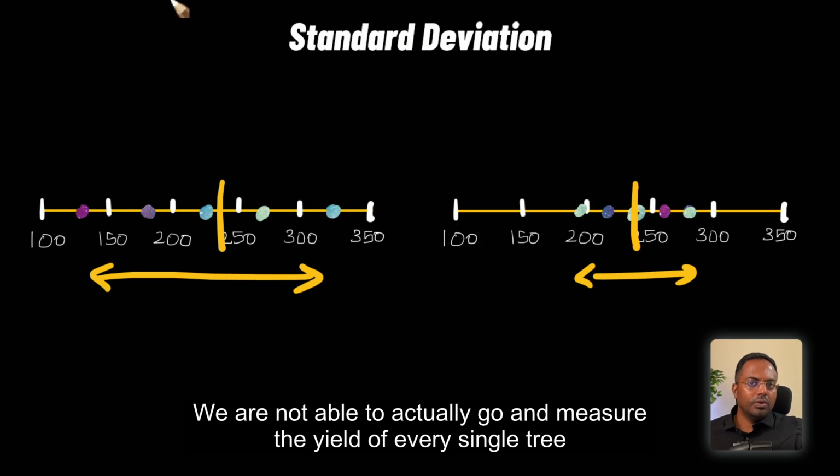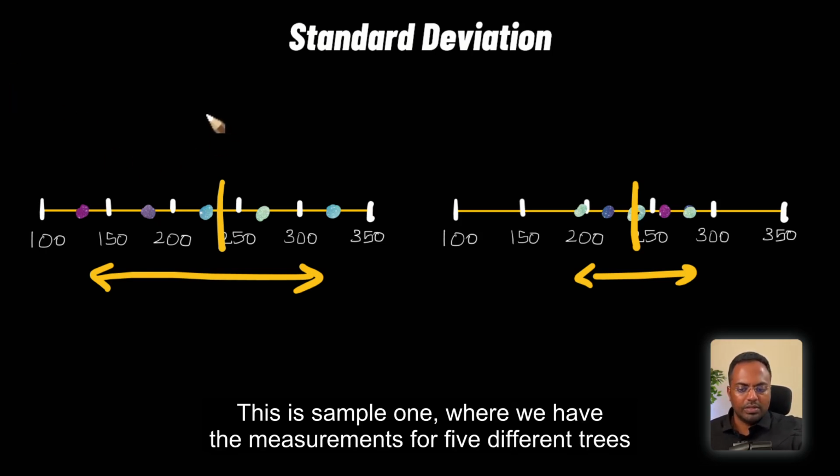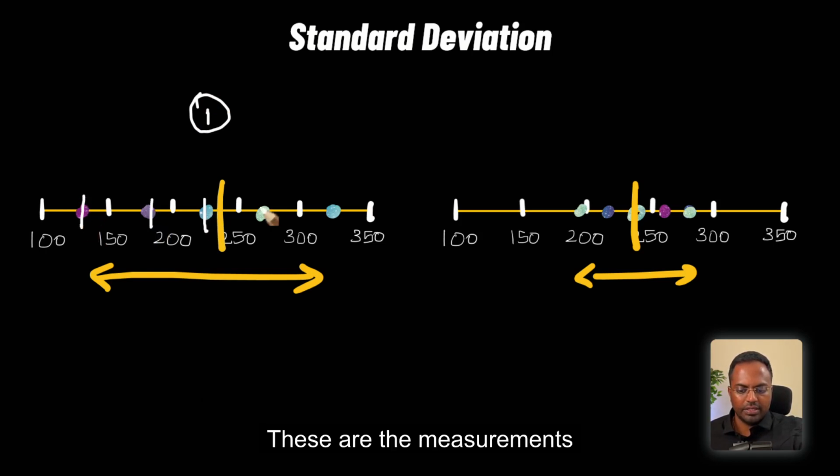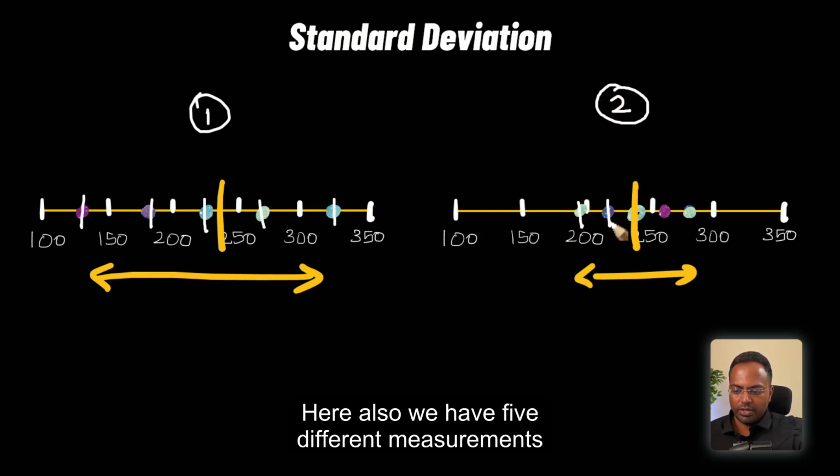So we are not able to actually go and measure the yield of every single tree. So what do we do? We take samples. So here we take two samples. This is sample 1 where we have the measurements for 5 different trees. These are the measurements. Likewise, we have another sample. We call it sample 2. Here also we have 5 different measurements.